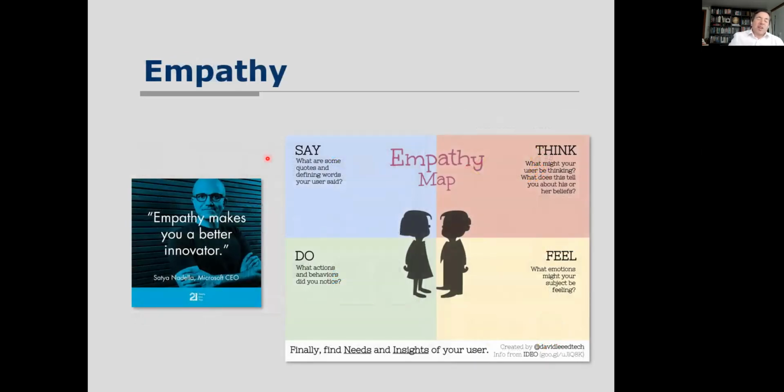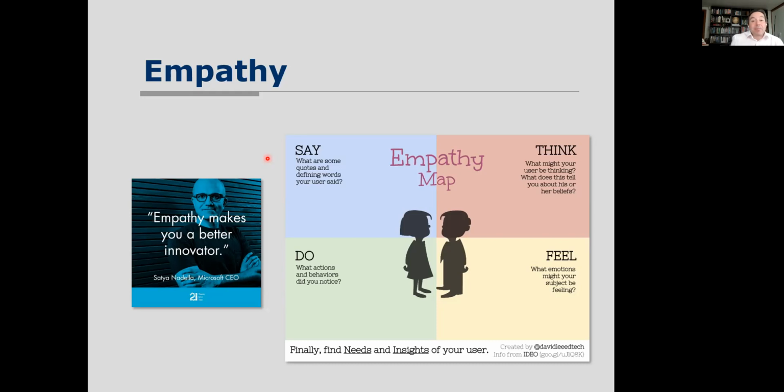Now, very important, and this was in the Booz Allen study, is the connection between the customer, the connection with the market. And this is Satya Nadella, the Microsoft CEO. Empathy, or understanding the customer, understanding other people more generally, makes you a better innovator.